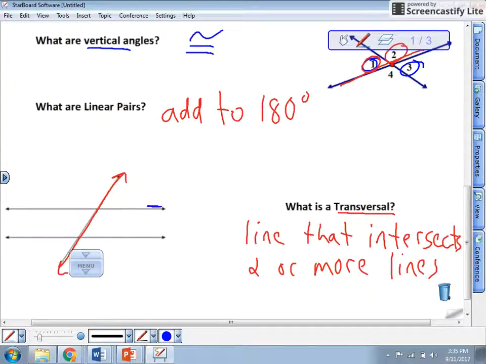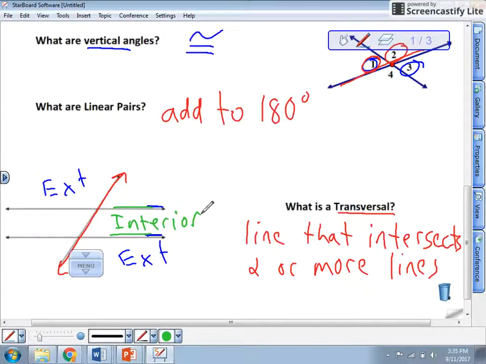There's one line right here. There's another line right here. Another thing you need to know is that the area outside the two lines that it intersects, we call the exterior. We've used that word before. And just remember that the area in between the two lines, inside, we call the interior.